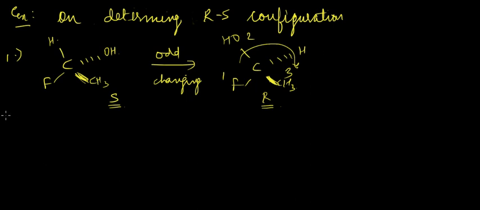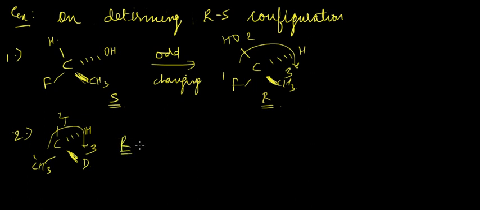Okay, so let us look at this example. We have H, CH3 and D here. So as the least priority group is already on the dash, we don't need to do anything. So this would be 1, 2, 3, this would be R. Okay, let us look at some more examples.